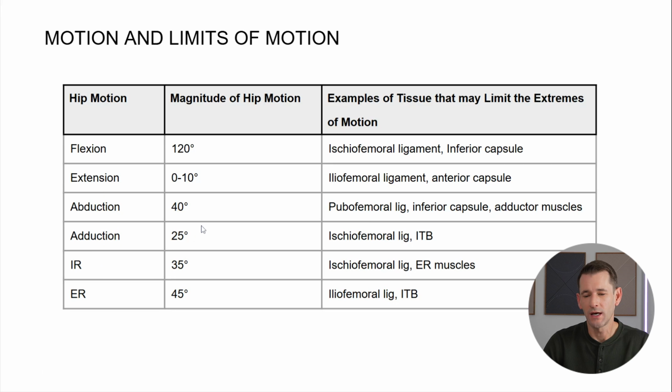Adduction, you have less of that, 25 degrees of adduction, with your IT band and your ischiofemoral ligament being the tissues that limit that motion. Internal rotation, you should have approximately 35 degrees of internal rotation. Ischiofemoral ligament and your external rotator muscles are going to limit that. External rotation, you should have about 45 degrees. Iliofemoral ligament and IT band are your limits to external rotation.